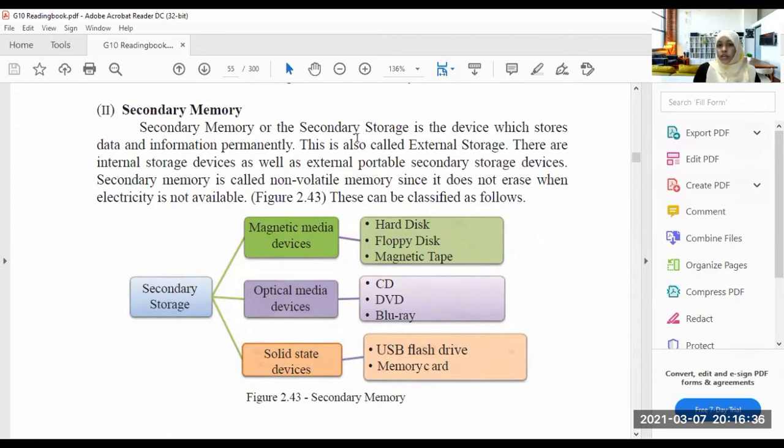Secondary memory or secondary storage is the device which stores data and information permanently. This is also called external storage or auxiliary storage. There are internal storage devices as well as external portable secondary storage devices. Secondary memory is called non-volatile memory since it doesn't erase when electricity is not available. So for example, when the electricity goes off, the data and information won't be erased here.